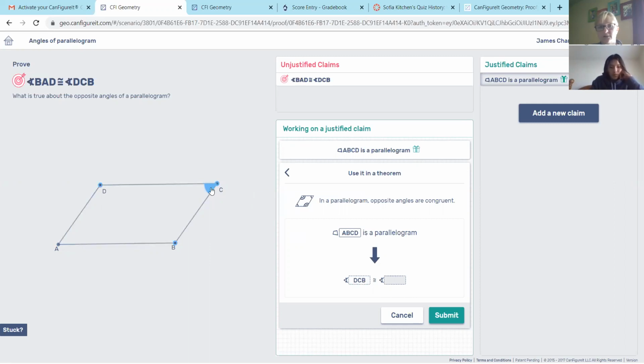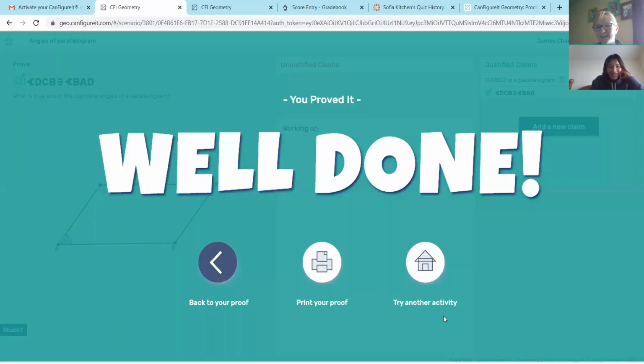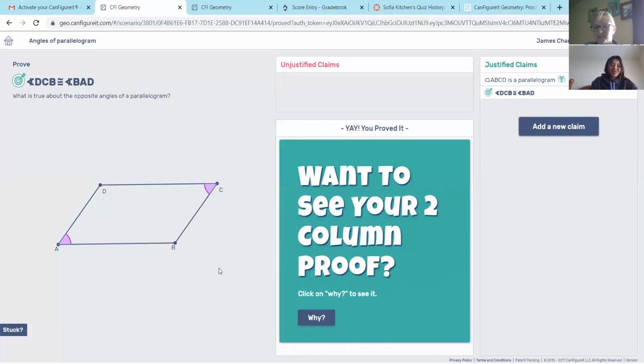We click on that angle and that angle. And then we push submit, and guess what it's going to do? Well done, good job. Should we try a harder one? Okay.